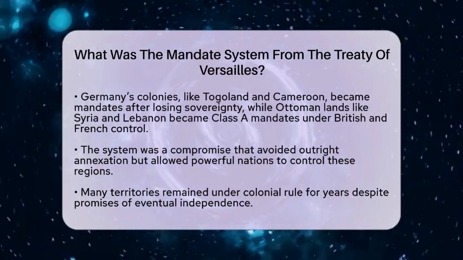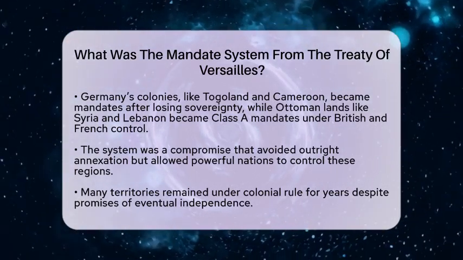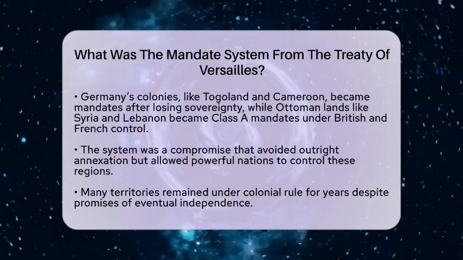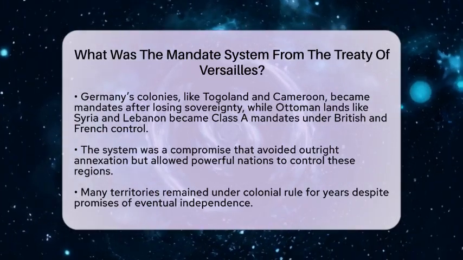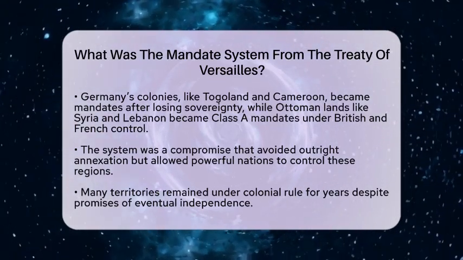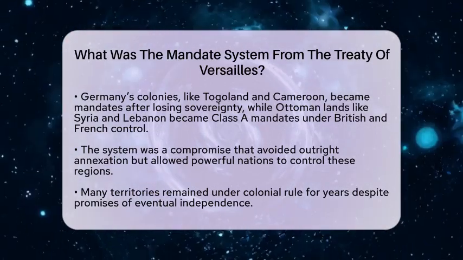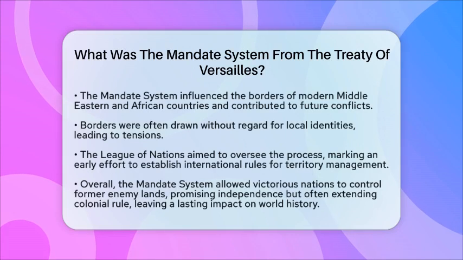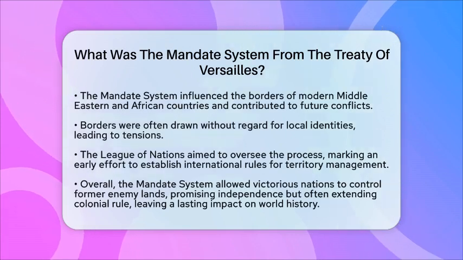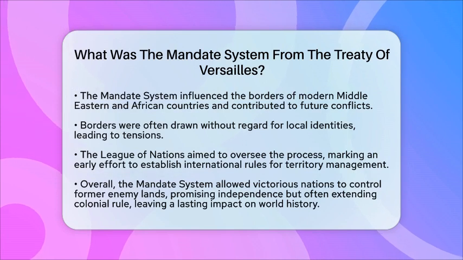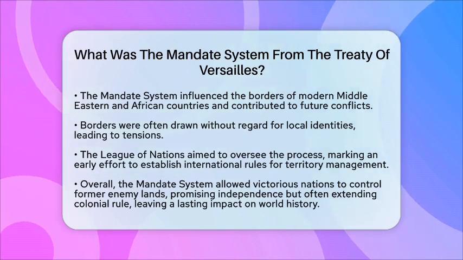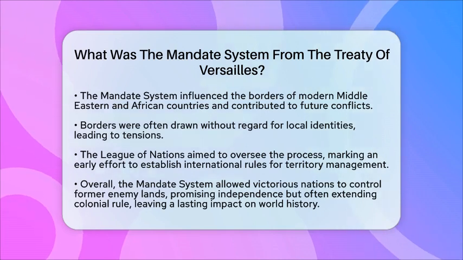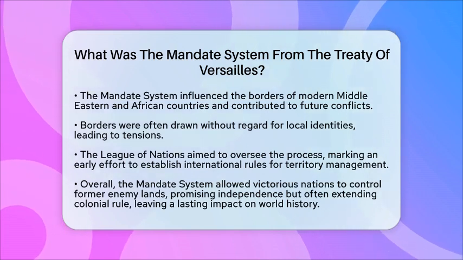While it was presented as a step toward independence, in reality, many of these territories remained under colonial rule for years. The mandate system shaped the map of the modern Middle East and Africa, influencing the borders of many countries today. It also set the stage for future conflicts because of the way borders were drawn without always considering local identities. The League of Nations aimed to oversee this process, making it an early effort to create international rules for managing territories.